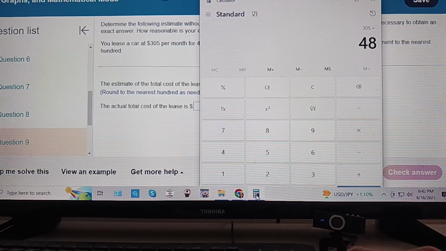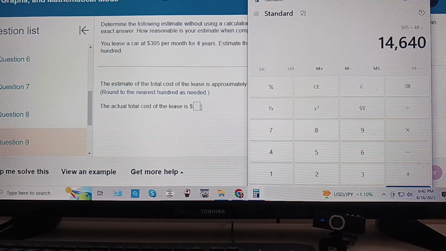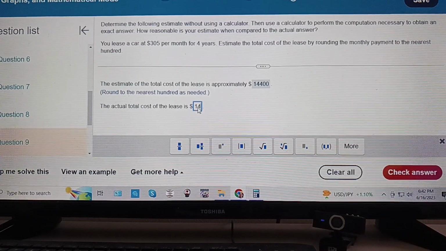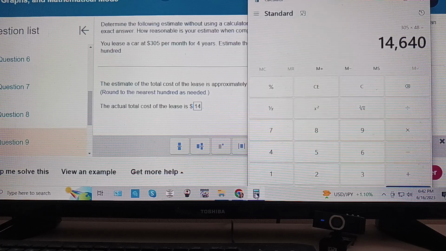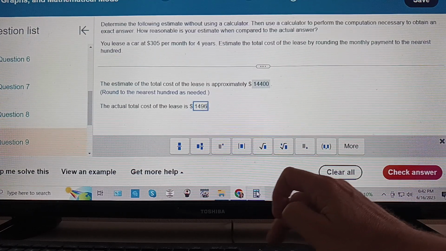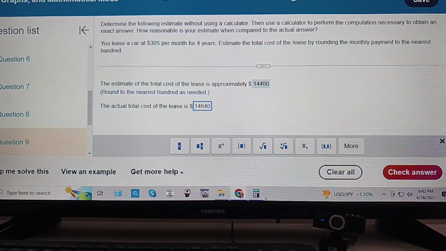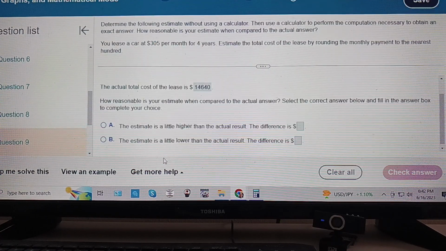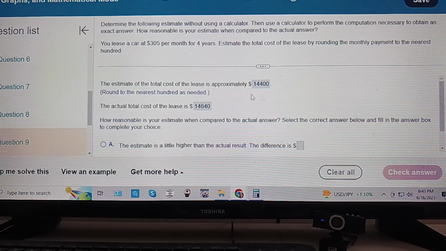Because you actually are going to pay $305 every month. So it makes the total cost a little higher, $14,640. Or another way of thinking about it is your estimate is lower than what you're actually going to pay, if they ask for that. Look from the estimate's point of view: 14,400 is a little lower than 14,640. The estimate is a little lower.